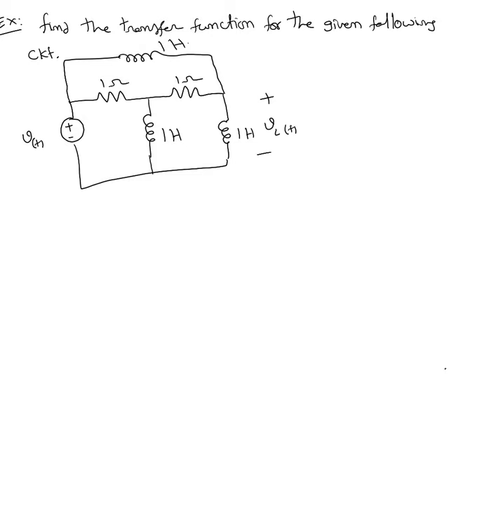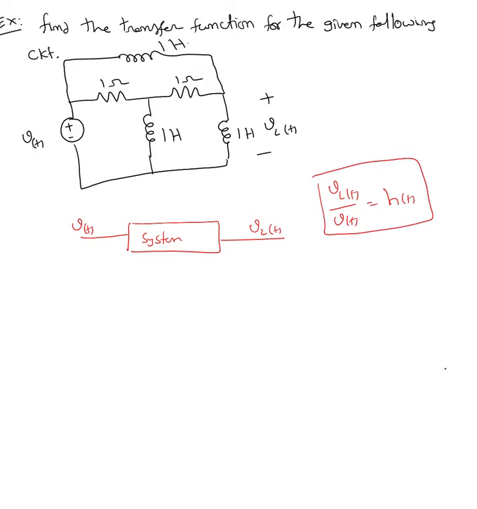Here is the first example. In this example, we're going to find the transfer function for the given electrical circuit. Okay, so what is a transfer function? As I always mention, if you have a system, in this case instead of a system you have a circuit. Here is your input V of t and output is VL of t. The transfer function is nothing but VL of t over V of t. This is nothing but H of t. That's a transfer function. That's what he's asking for.